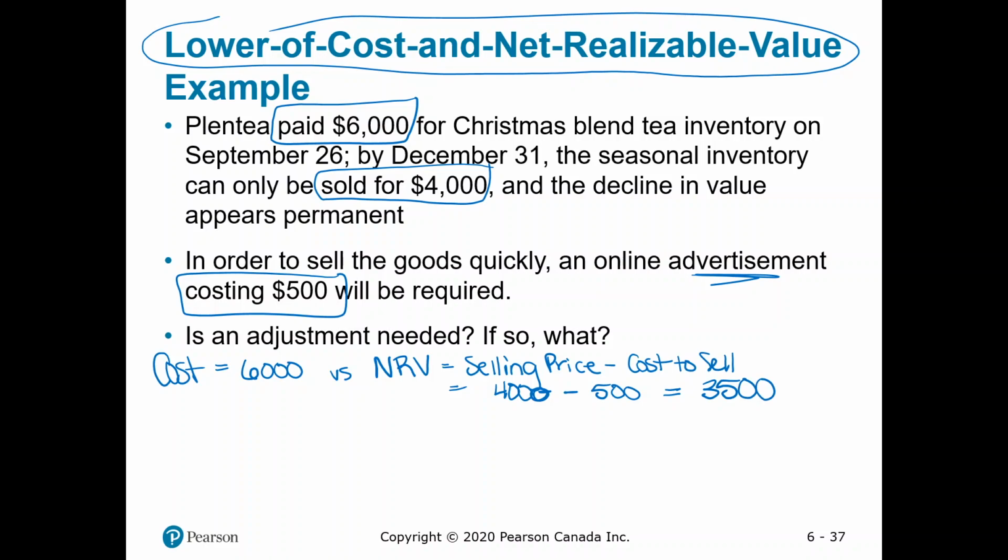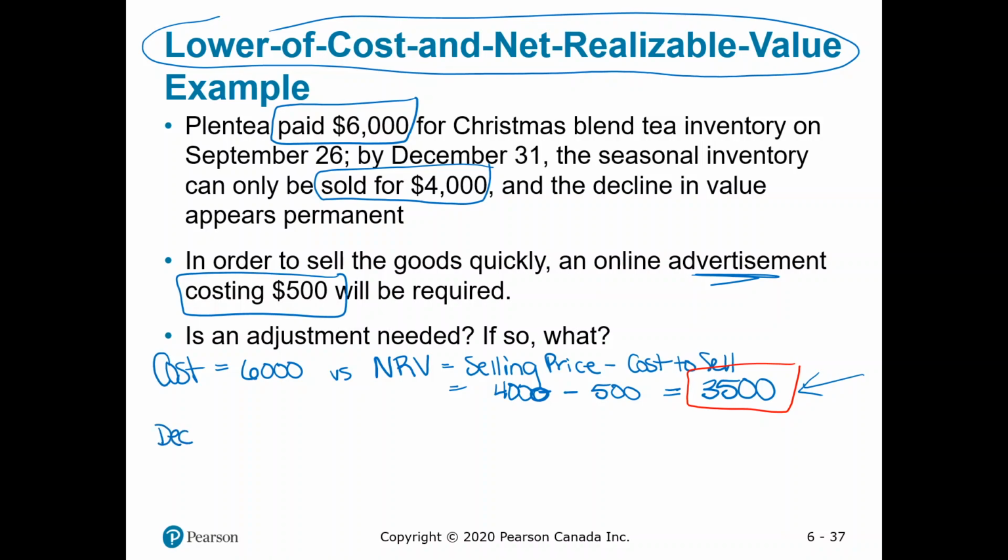So what is lower? Well, it's pretty clear here that our lower amount is our net realizable value. So in fact, we have impairment of this tea inventory, and we need to write this down so that we're showing it on our records at the lower amount, which is the $3,500.